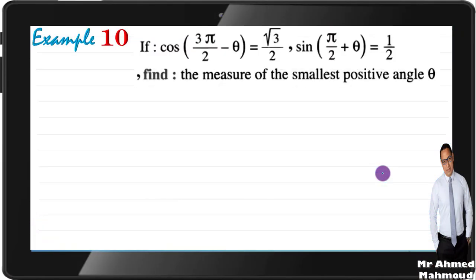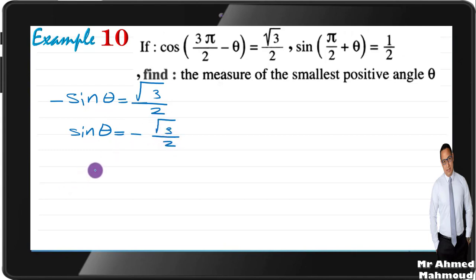Now we have in this example cosine of 3 pi over 2 minus theta equals root 3 over 2 and sine of pi over 2 plus theta equals half. Find the measure of the smallest positive angle theta. Okay, first cosine of 3 pi over 2, or 270, minus theta. 270 changes the function, so it will be sine theta equals root 3 over 2. But in the third quadrant, cosine is negative, so it will be negative sine. So sine theta equals negative root 3 over 2.